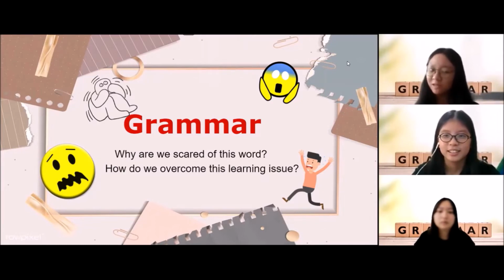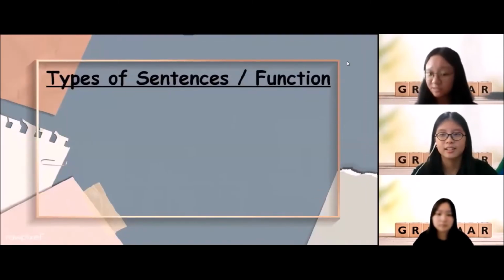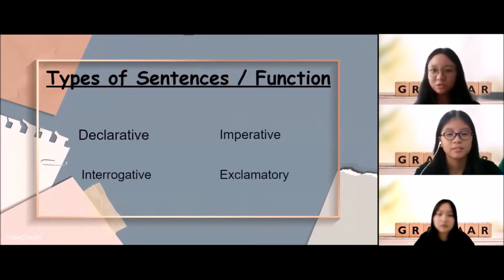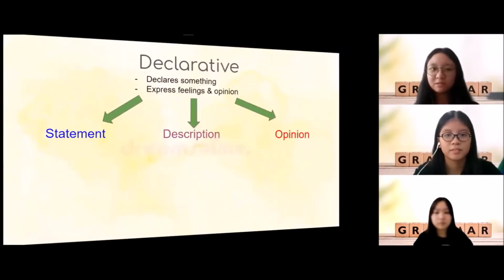Okay, so now we are going to move on to the types of sentences and their functions. It's one of the most basic grammar rules that you have to know. The types of sentences include declarative, imperative, interrogative, and exclamatory. So, Jocelyn, can you share about the declarative sentence?